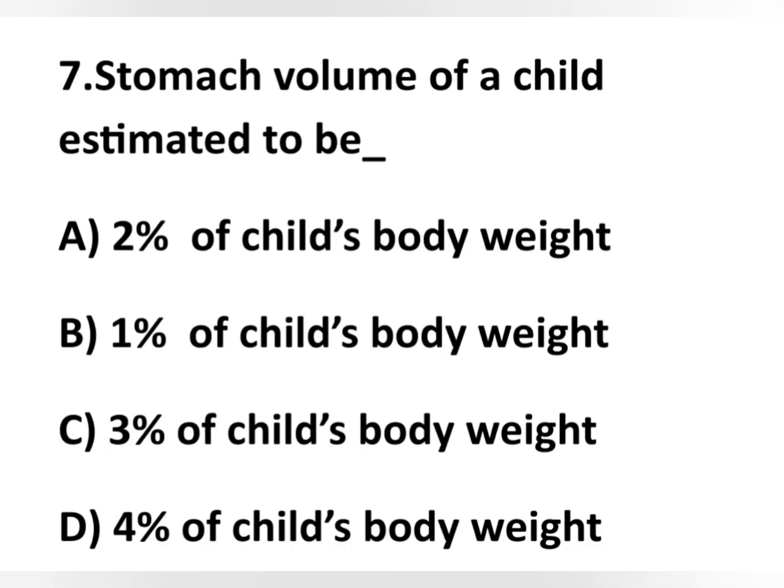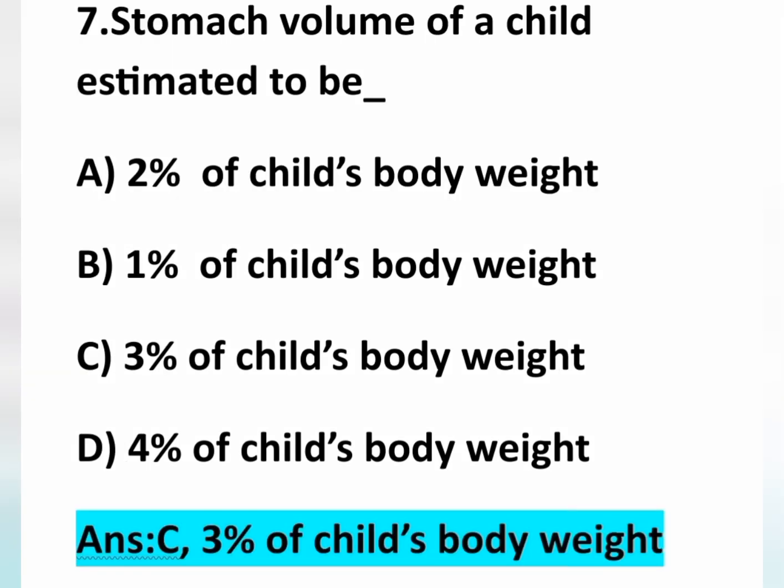Question number 7. Stomach volume of a child is estimated to be: option A, 2% of child body weight; option B, 1% of child body weight; option C, 3% of child body weight; and option D, 4% of child body weight. Here the correct answer is option C, 3% of the child's body weight.